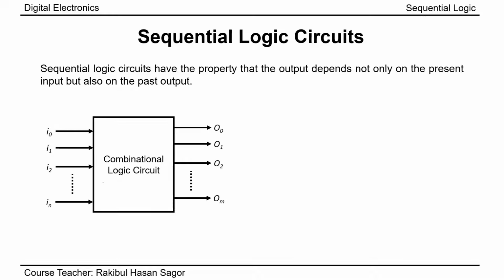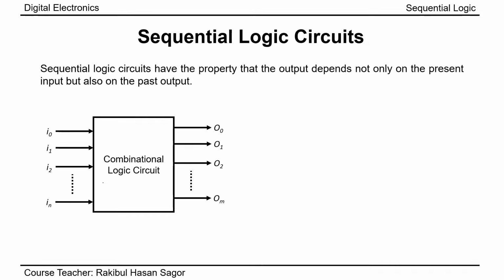Suppose we will design a switch that will operate a simple light. The same push button switch will be used for switching on and switching off the light. So if I press the push button, the light will be on if the present condition or present state of the light is off. Again, the same push button will switch off the light if the present condition or present state of the light is on.